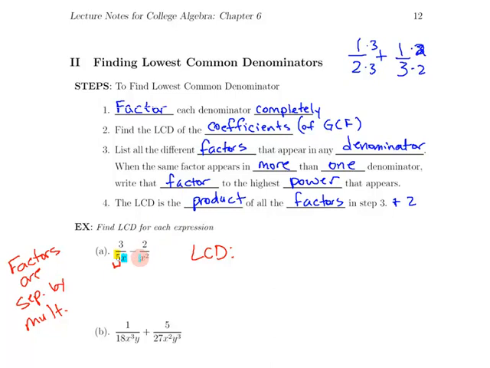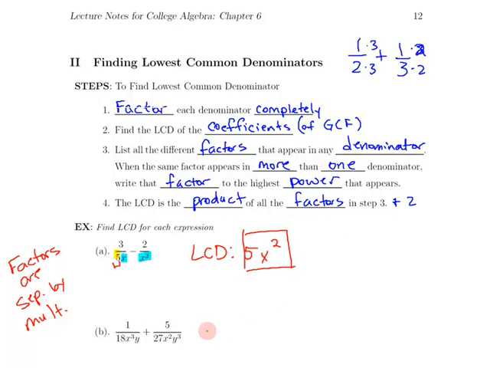Now x actually appears in both of them. In one of them it's squared, so that's the one we're going to use. We're going to use the highest power that it appears. So we have to make sure that our LCD has a 5 in it and it has an x in it, but x appears in both of them, so we're going to put it to the highest power that we see. So the LCD is 5x squared. When all you're asked for is the LCD, you're done at that point.